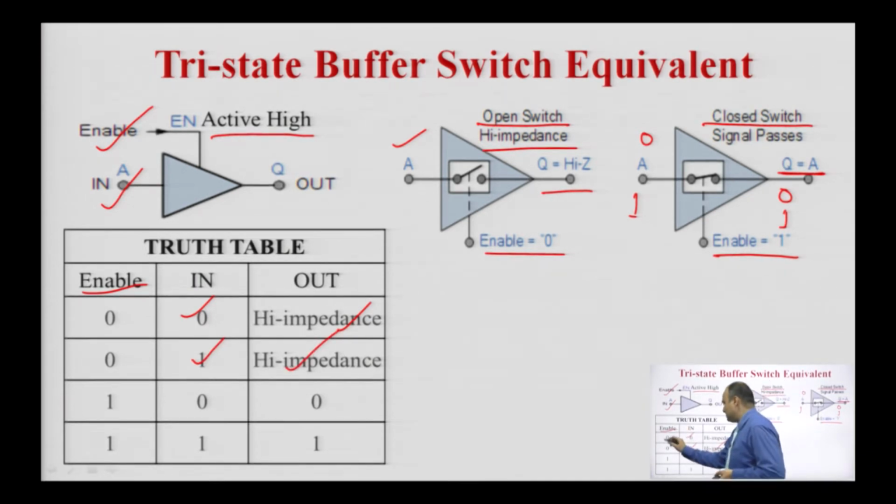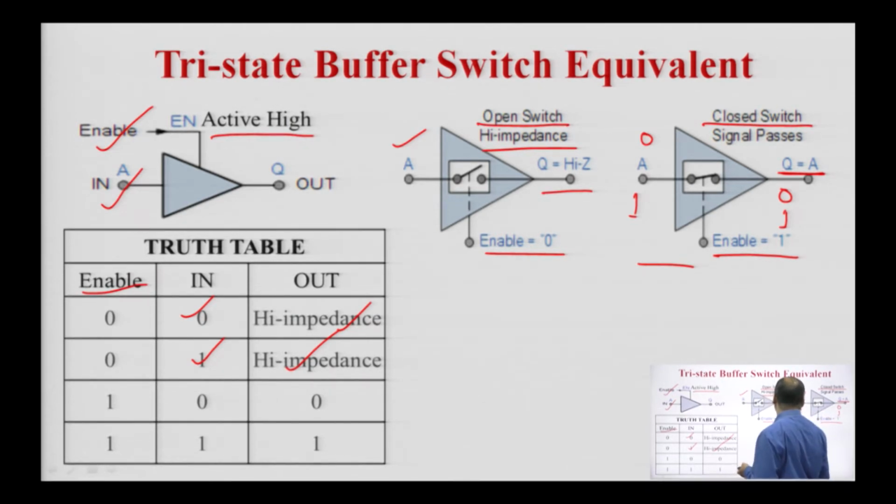Since the enable signal is 0, the tri-state buffer is at high impedance state. It will always give the output Q equal to high impedance. When the enable signal is logic 1, it acts as a closed switch. So, this is the concept of this tri-state buffer.